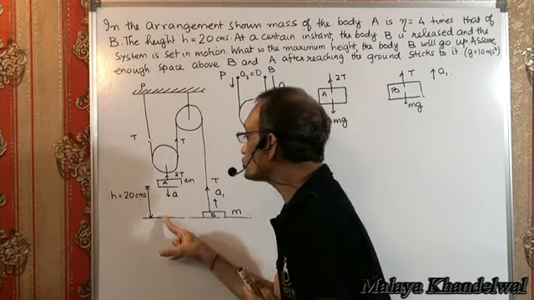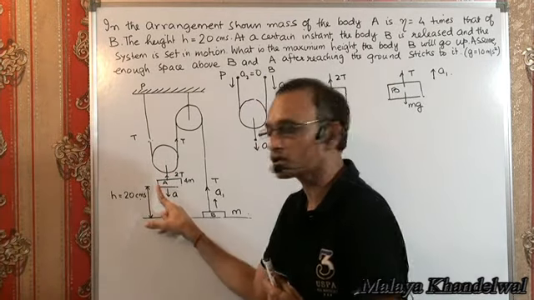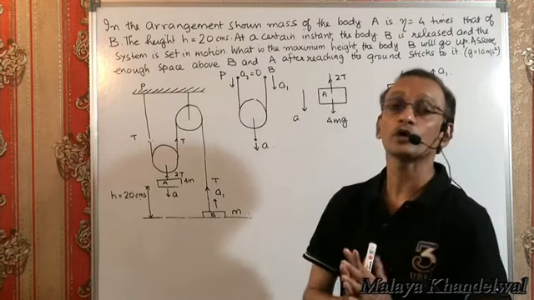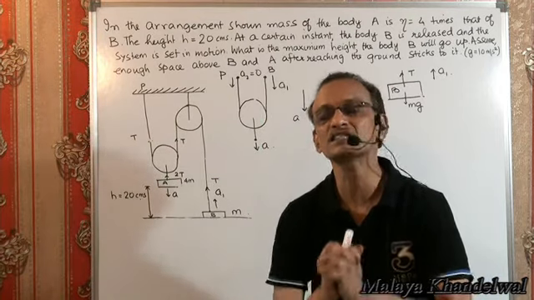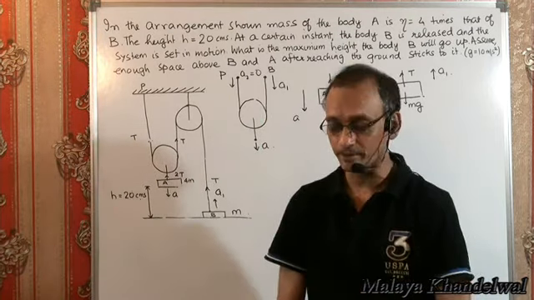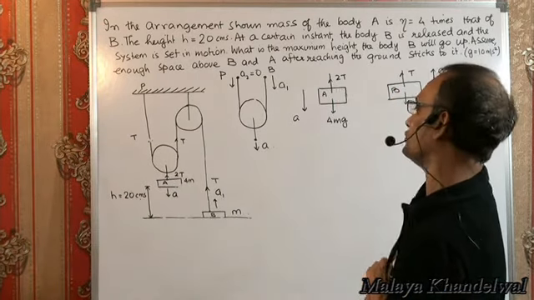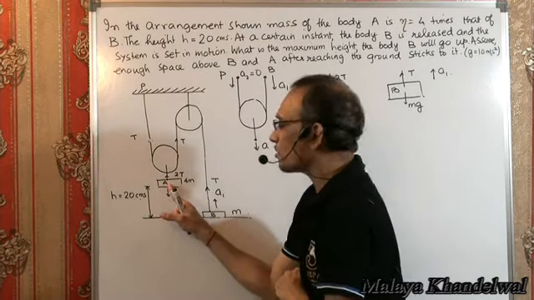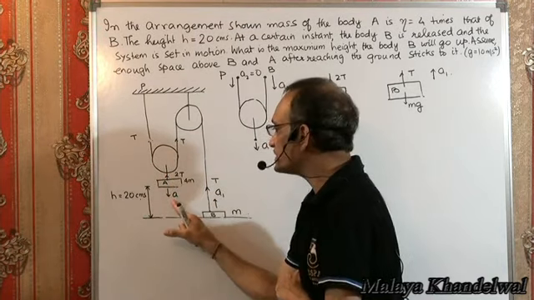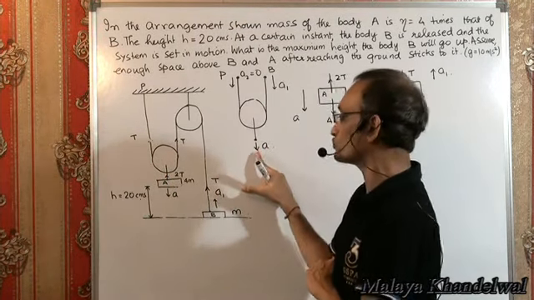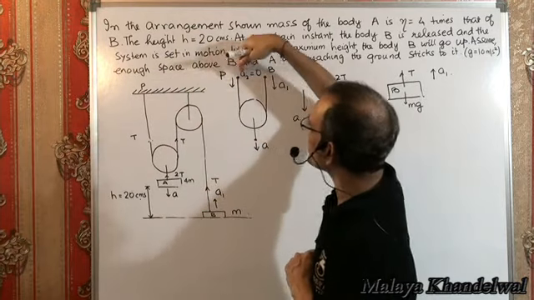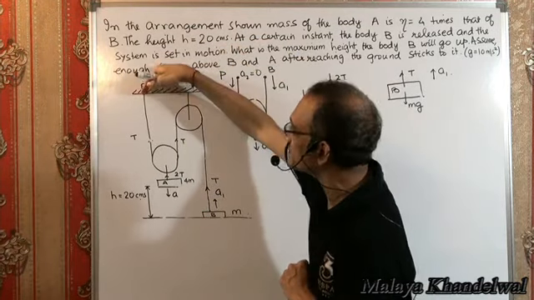Block A will hit the ground after a while. We want to find out the maximum height reached by B. Now here's a little bit of a catch here. First of all, suppose the acceleration of this pulley was A downwards as shown. This point P is fixed, so the acceleration of this point is 0.